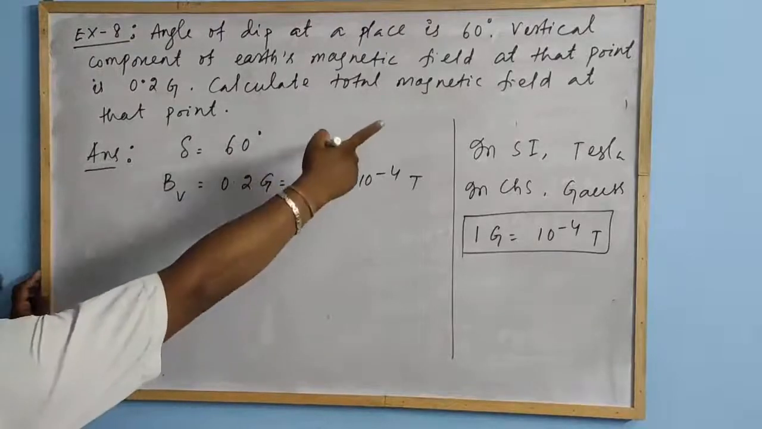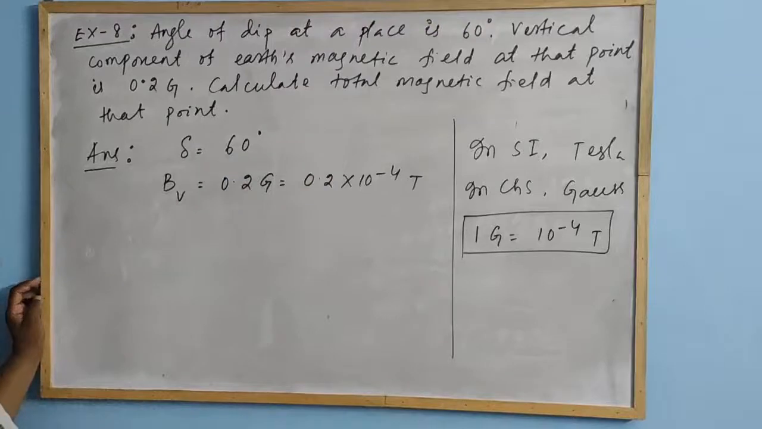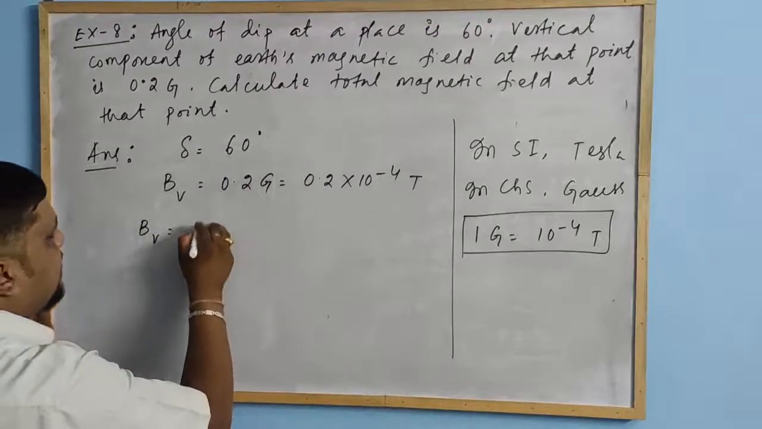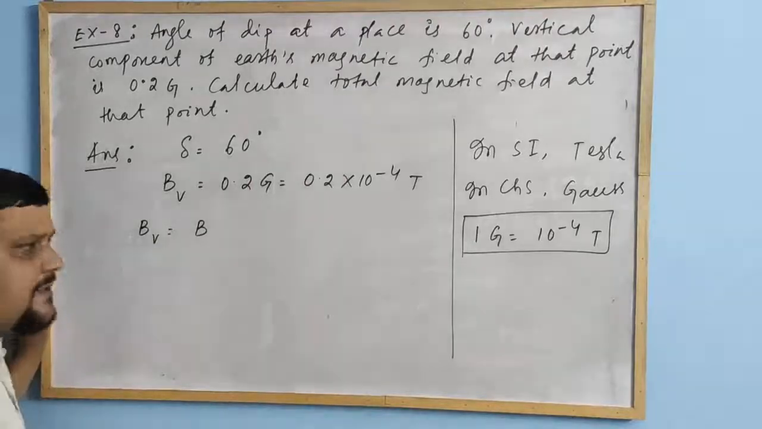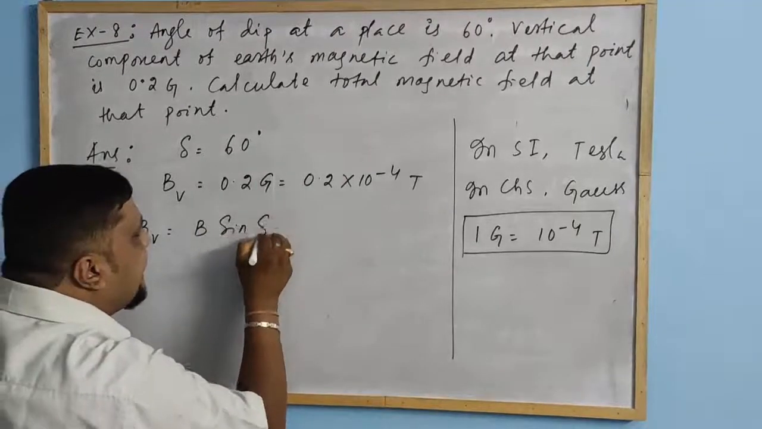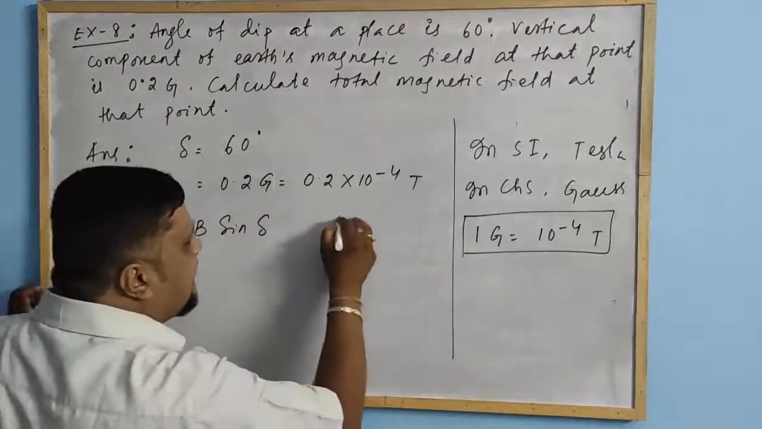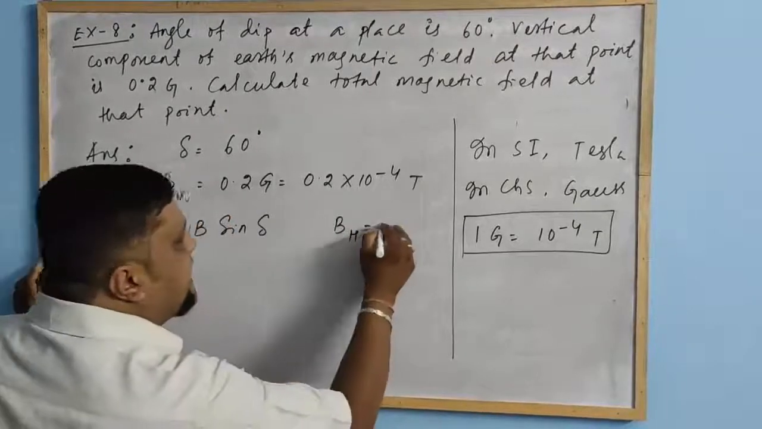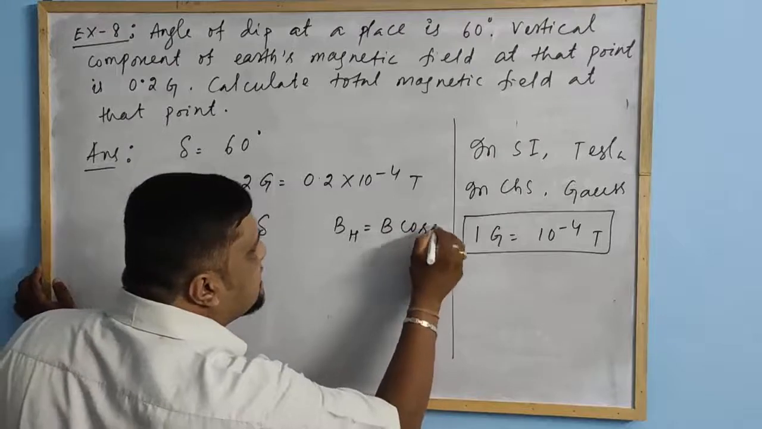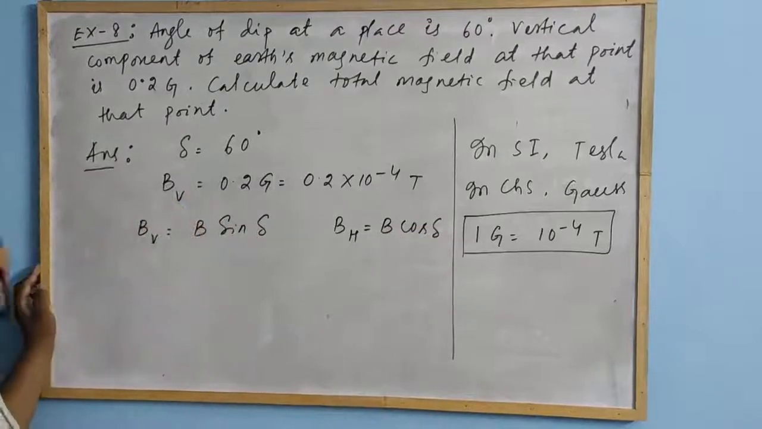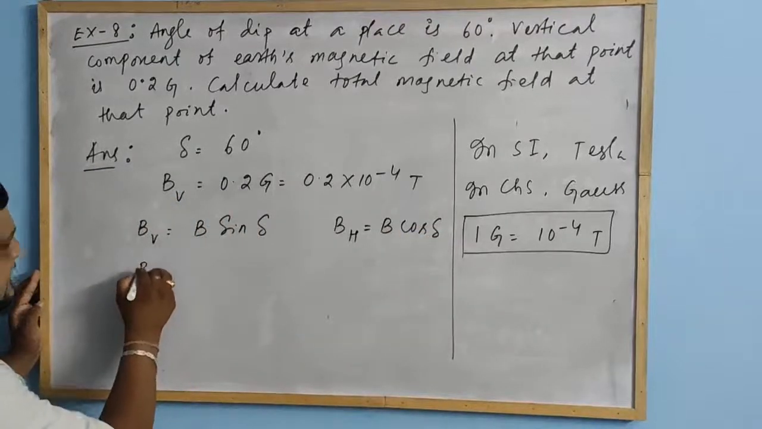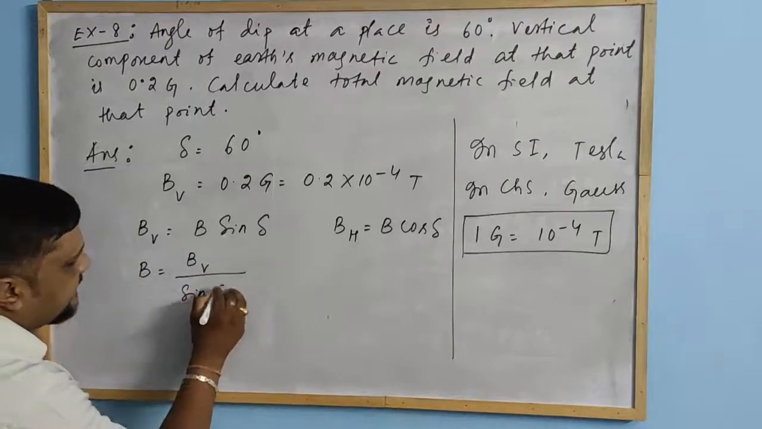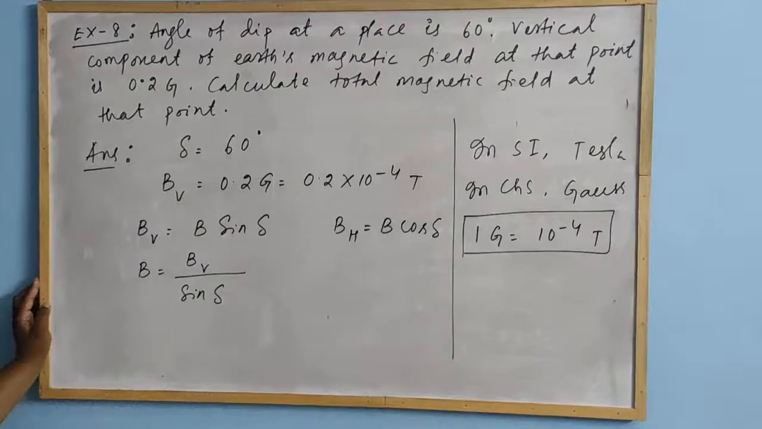So calculate the total magnetic field at that point. Remember the two formulas. Vertical component B_V is equal to total magnetic field B sin delta. For the horizontal part, B_H is equal to B cos delta. We have written that. So here you can take B is equal to B_V, the vertical component, divided by sin delta.